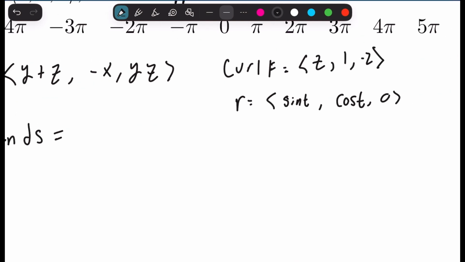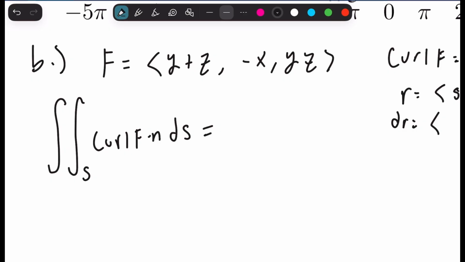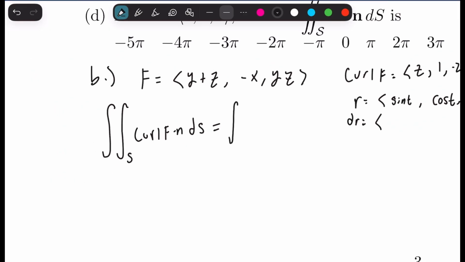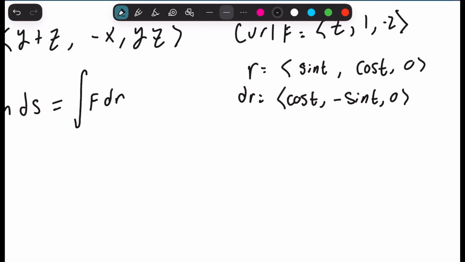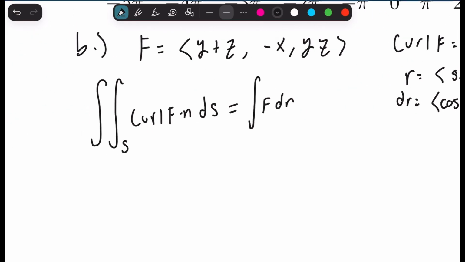Now we have dr, which is going to be, and yes, I was correct, since we're using Stokes' theorem here, we can revert this back to its original, which is the integral of F dot dr. Our dr is going to be cos t, negative sin t, 0, and dt.